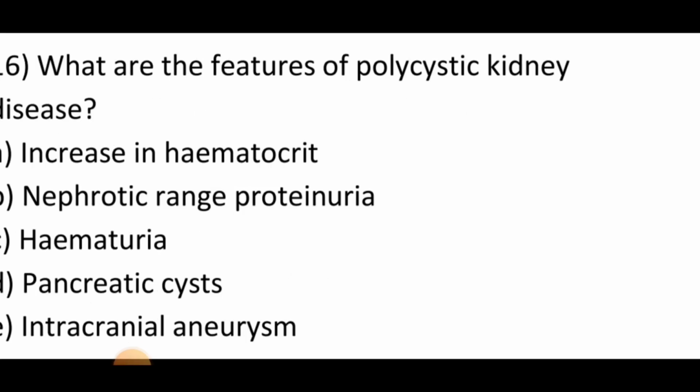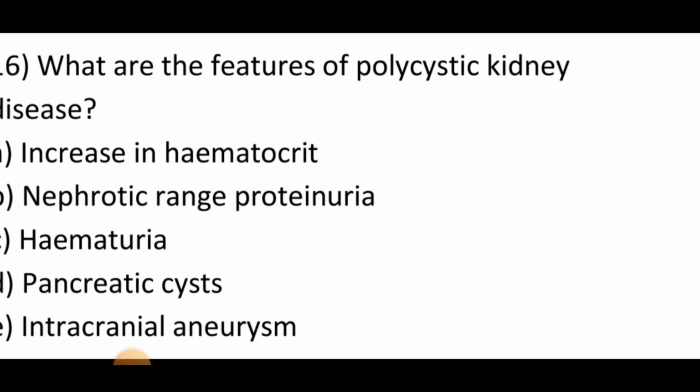The next question, what are the features of polycystic kidney disease? Answer A, increase in hematocrit. During the discussion, we didn't go through anything like this, but some researchers have found increased hematocrit in patients with polycystic kidney disease. However, it is not a proven fact. There are some controversial researchers as well. So, answer A here is false.